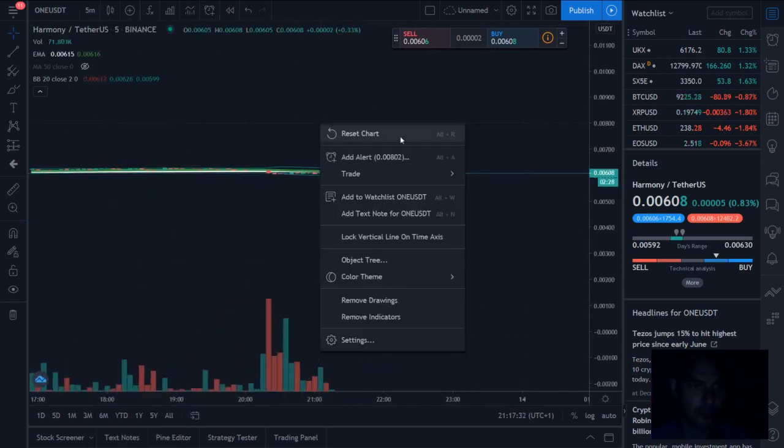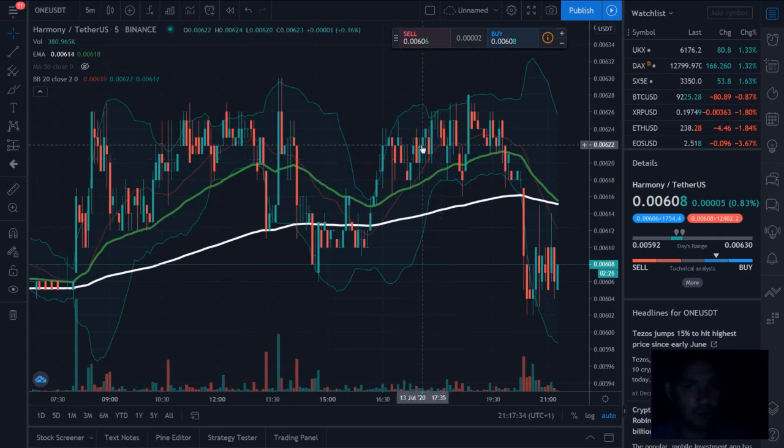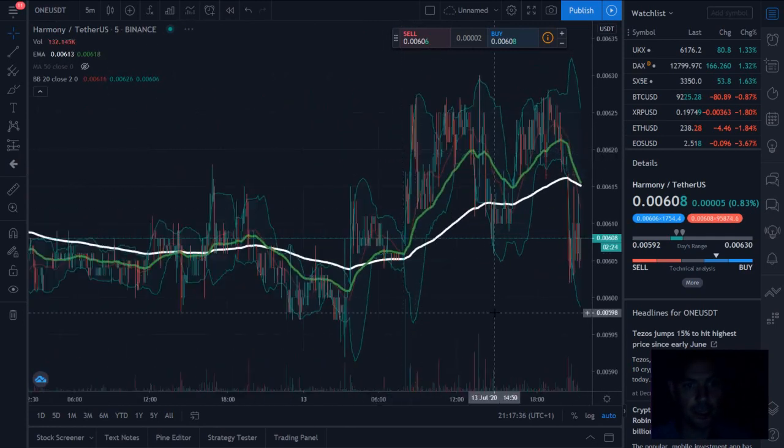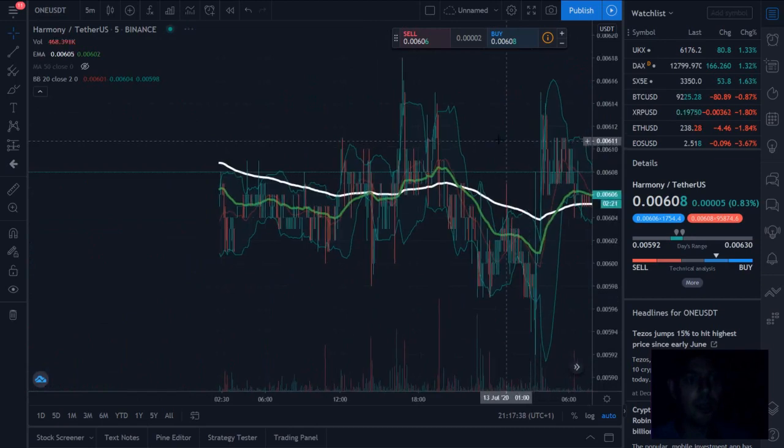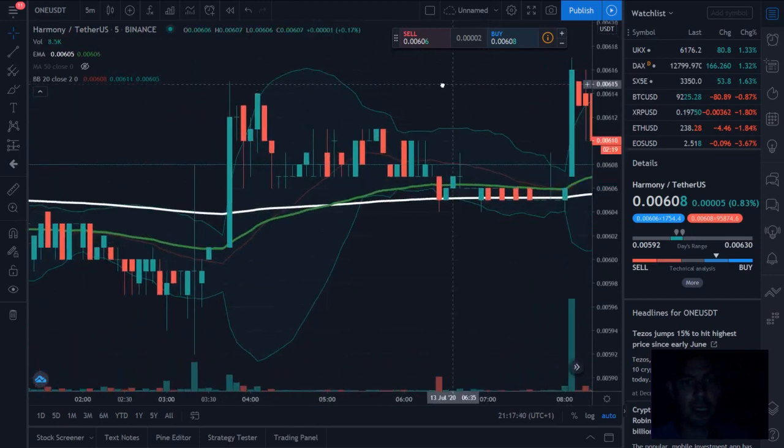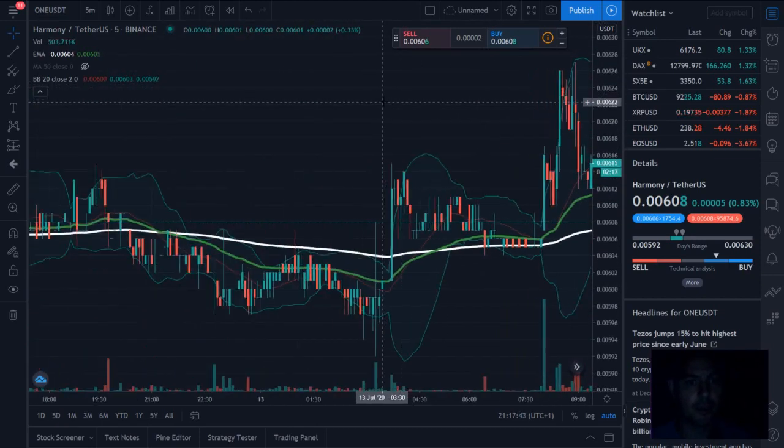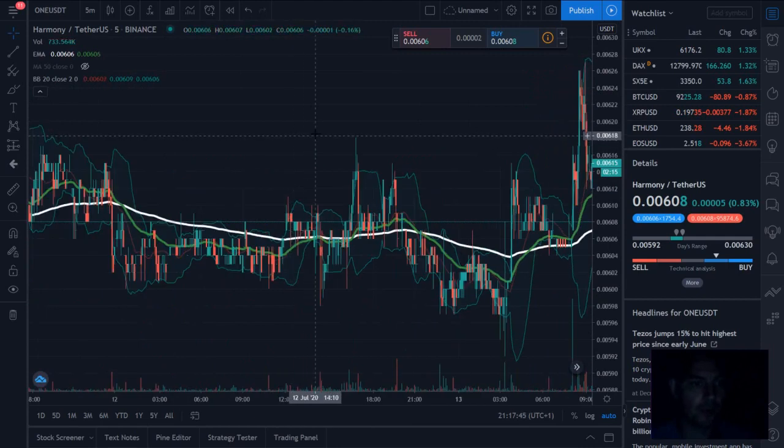So let's have a look at this. Just for fun, on the 5-minute chart, does it still work in the same way? Well, it certainly looks more volatile, but yes, it is respected in the same way, but it's certainly more volatile.